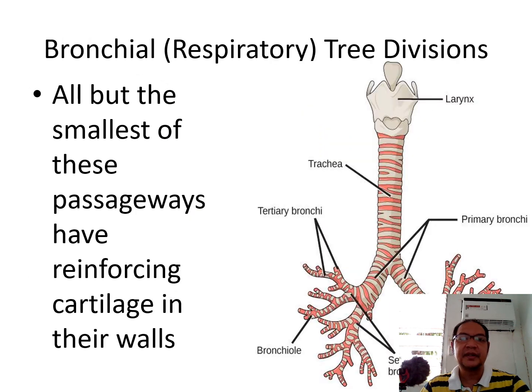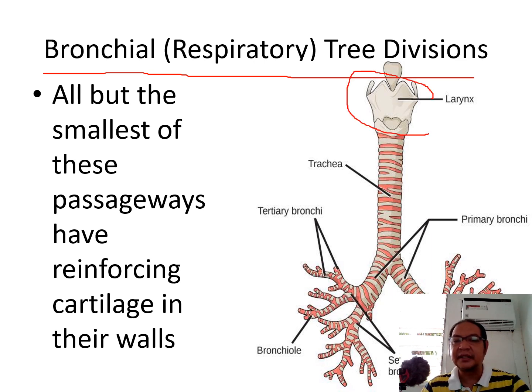So let's go now to the bronchial tree division. So this is your larynx, isn't it? This is the voice box. This is your Adam's apple, and this is your epiglottis. Now below is the trachea, okay, which has C-shaped rings.